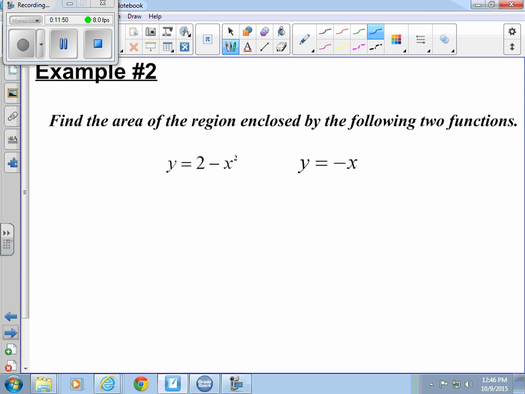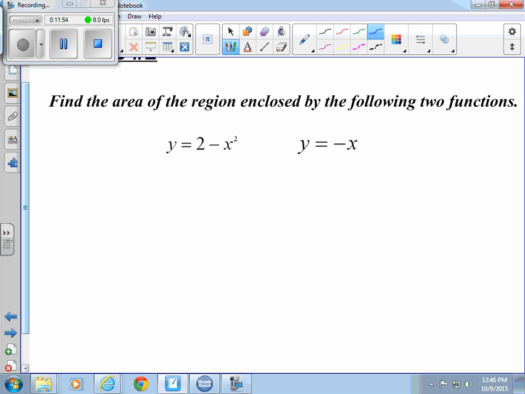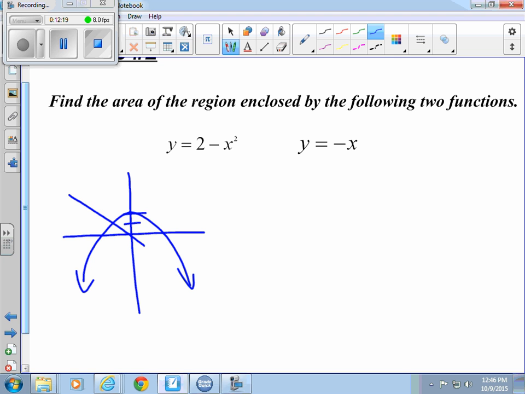Find the area of the region closed by the following two functions. Okay. So again, even if I don't have a calculator, I need a quick little sketch of these functions. If they're going to make you sketch, then they're going to be functions that you learned in Algebra 2 as functions to memorize. 2 minus x squared. Parabola moved up 2 units, flipped. And y equals negative x. Doesn't have to be a perfect picture, just enough to see what's the top, what's the bottom.